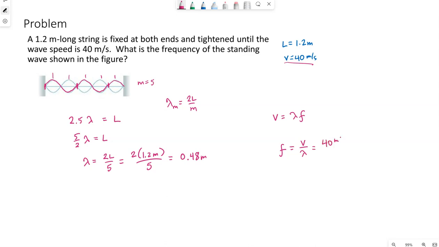So 40 meters per second divided by our 0.48 meters gives us 83 meters per second. And just kidding, oh, good grief. Sorry about that. My meters cancel. This gives us hertz. So 83 hertz is the frequency of this standing wave shown here.